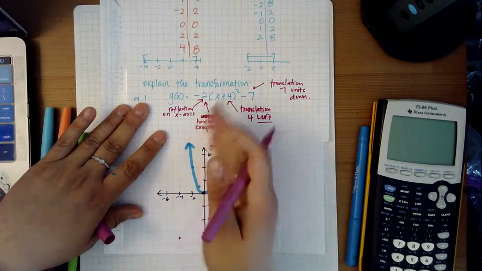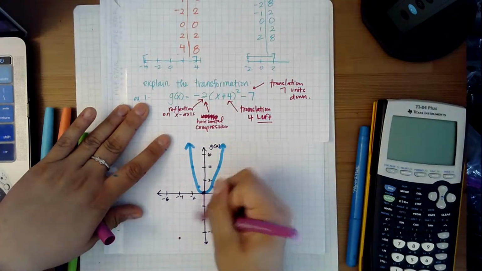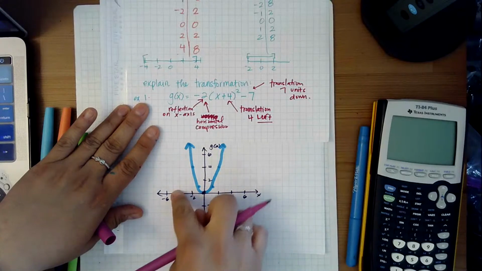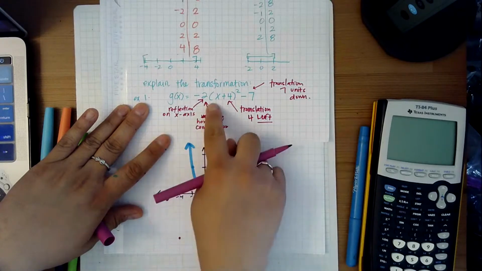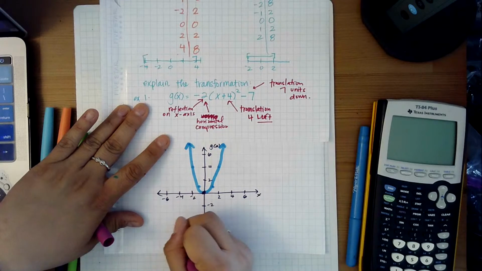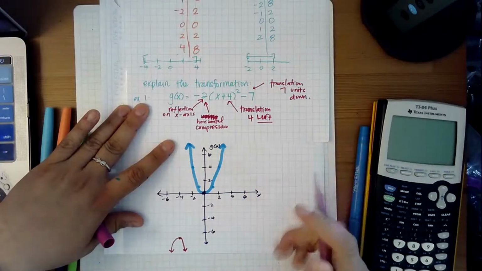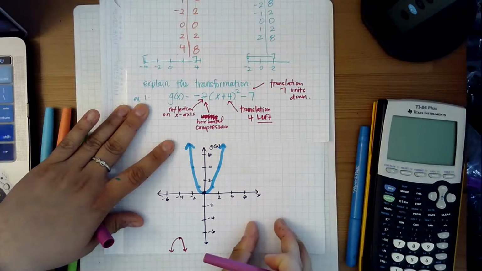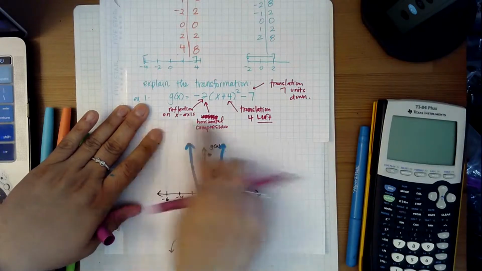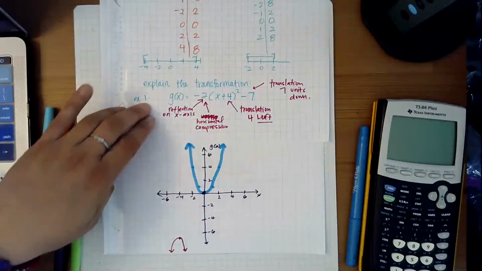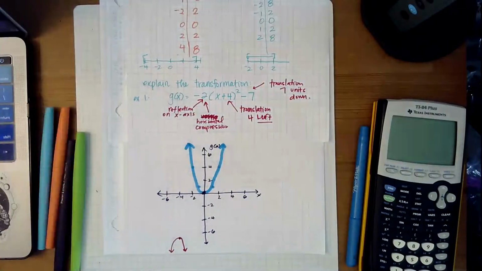So I know that. I also know that it reflected. Like it reflected like this, and then it traveled 4 to the left and 7 down. But it also has a compression. So now that function is going to be compressed. Instead of opening up like this, it's now opening down, and it's going to be compressed. So notice, just by this information, I was able to graph that function right there, just like that. Okay?